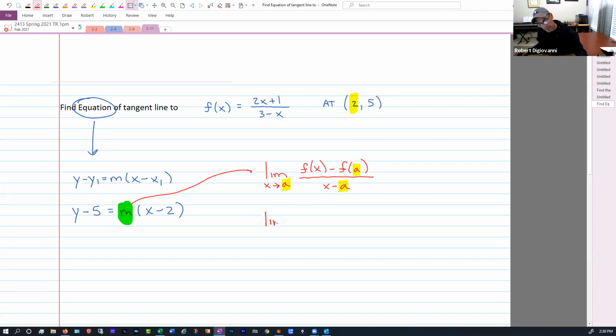We get the limit as x approaches 2 of f of x minus f of 2, over x minus 2.